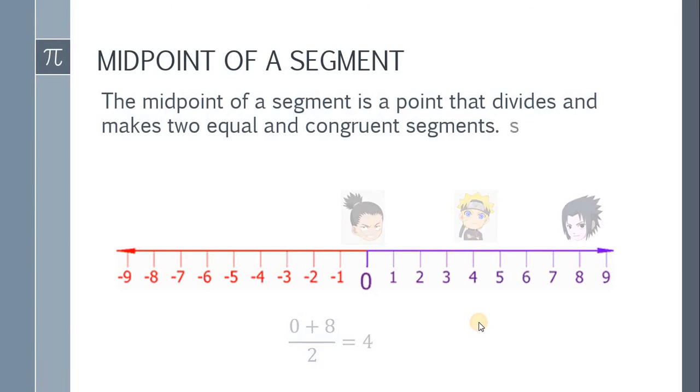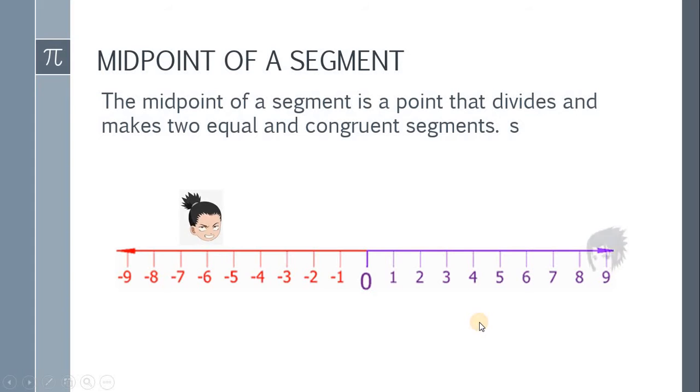Let's have another example. Si Shikamaru ay nasa negative 6 while si Sasuke ay nasa positive 9. The question is, ano yung kanilang midpoint? Or anong number yung midpoint nila? Saan po pwesto si Naruto para nasa gitna siya ng dalawang karakter natin? Okay? So, pause this video. If you have the answer, ito na po yung answer and solution.